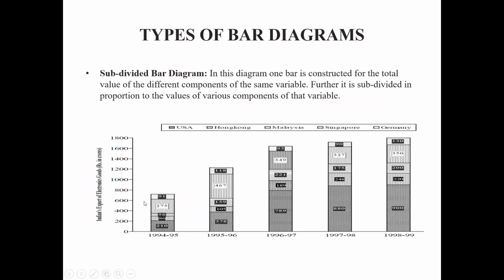Then you have subdivided bar diagram. Within the bar itself, you divide. Rather than having individual bars, you divide vertically, you divide the percentage. So within the bar itself. This type of bar diagram is called subdivided bar diagram.